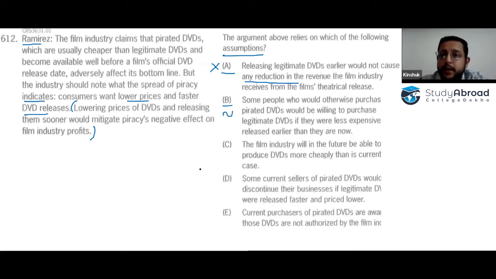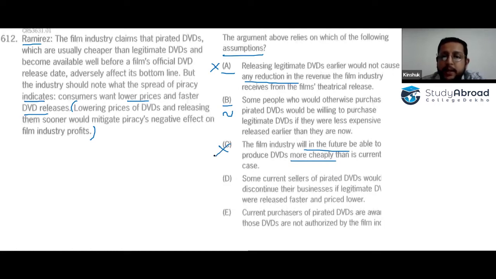Let us not eliminate it right now. Next, the film industry will in future be able to produce DVDs more cheaply than is currently the case. So see here, the main idea of this sentence is that they will be able to produce more cheaply in future, right? That has nothing to do with the current argument the author is making. So Charlie, answer choice C, cannot be your right answer.